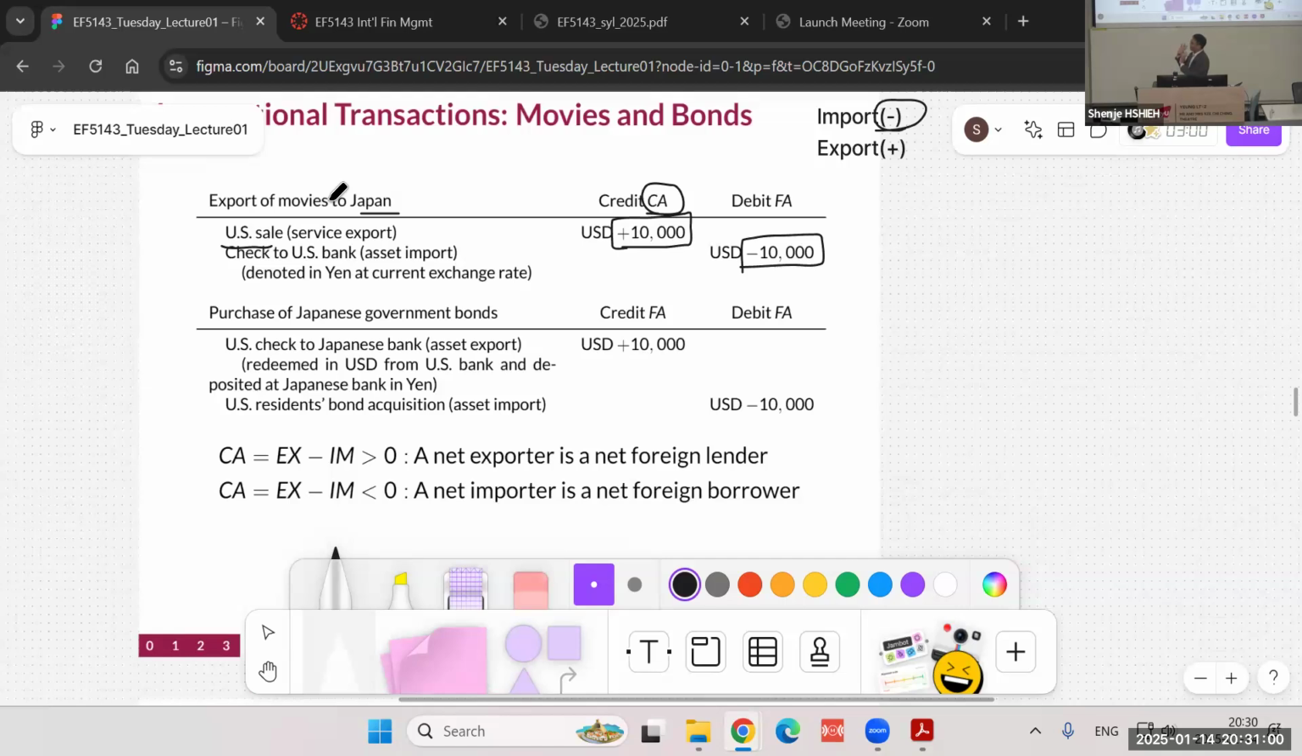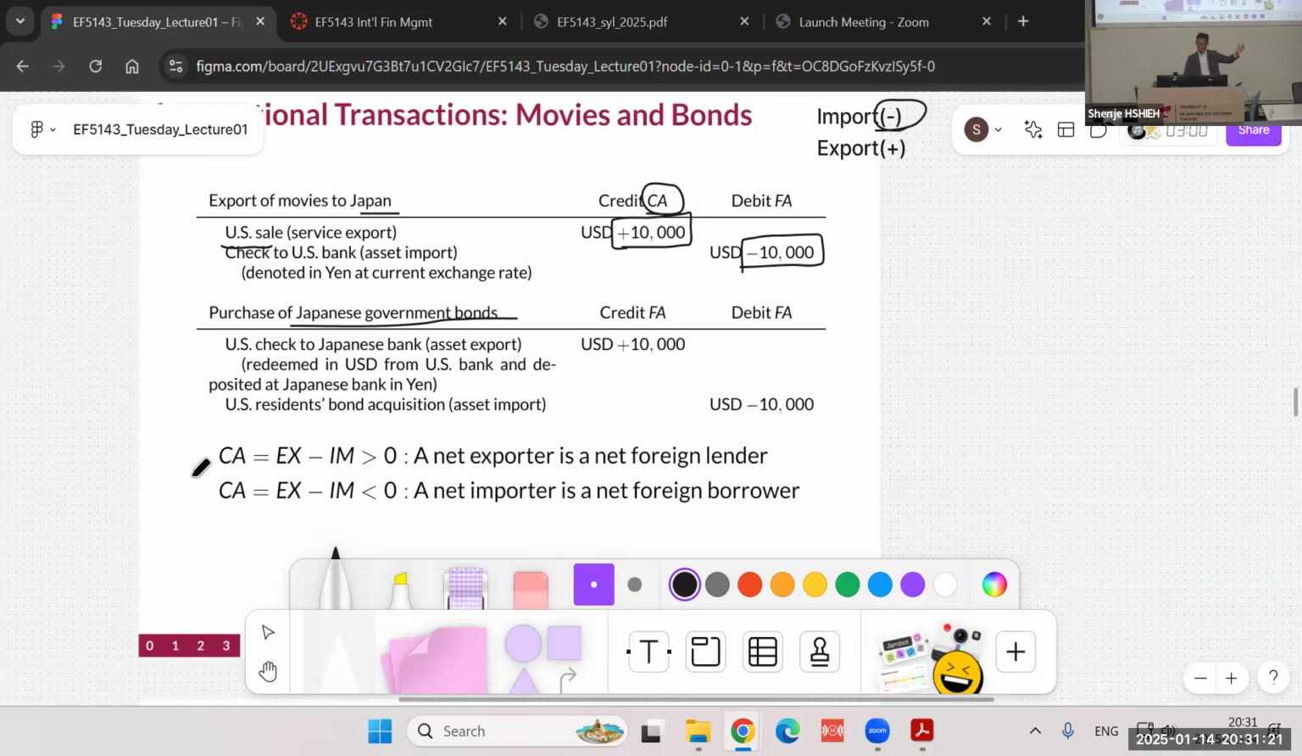All right, so that's an example of movies. We can also look specifically at a purchase of a financial asset. So here we have Japanese government bonds. Suppose a US bank just buys a bunch of Japanese bonds. What's being exported? US dollars, right?